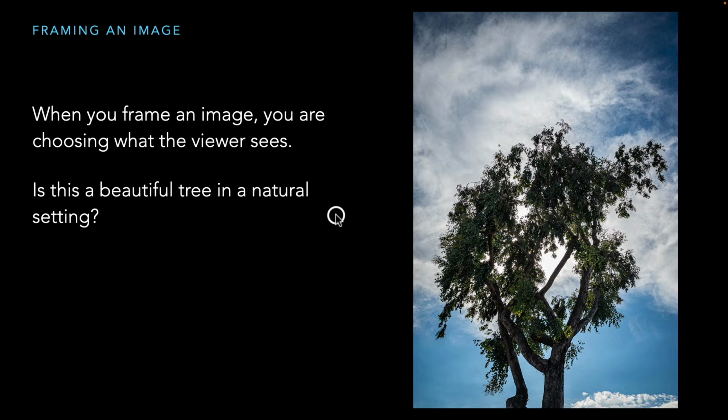So in this case, is this a beautiful tree in a natural setting? What's the story of this image? Is this a forest out in nature, right? And we're just walking through the forest and we see this tree with these wispy clouds above it.